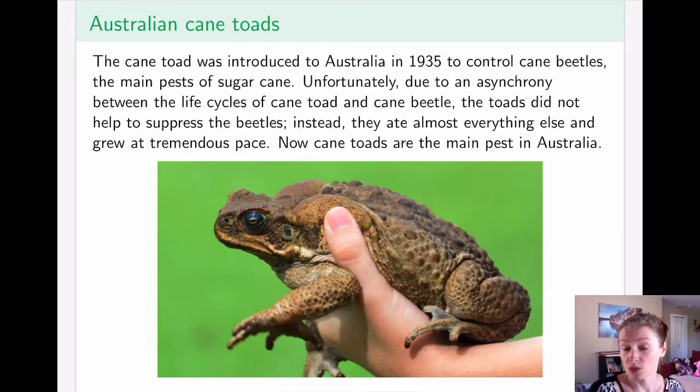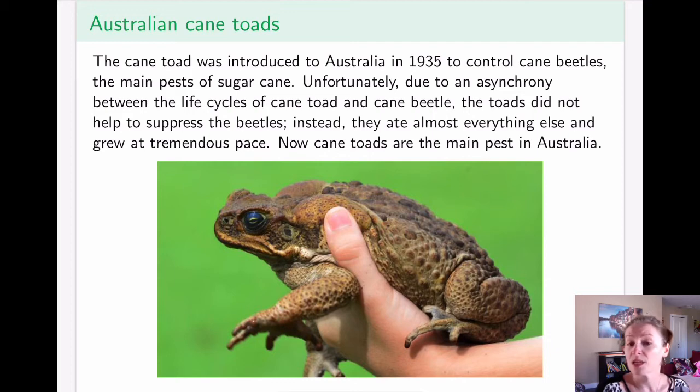Australian cane toads, or giant toads, were introduced in Australia in 1935 with the purpose to fight cane beetle, which at the time was the main pest of the sugarcane, which was a big industry in Australia. The native land of these guys is South America. However, their introduction, while seemingly theoretically reasonable, really backfired.